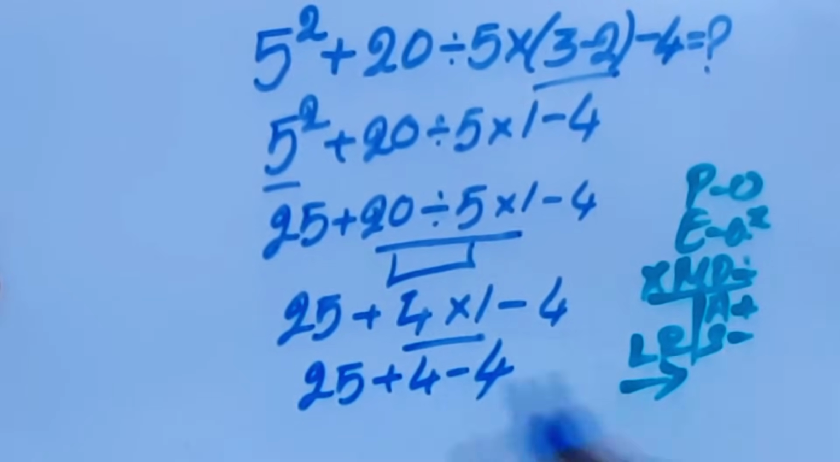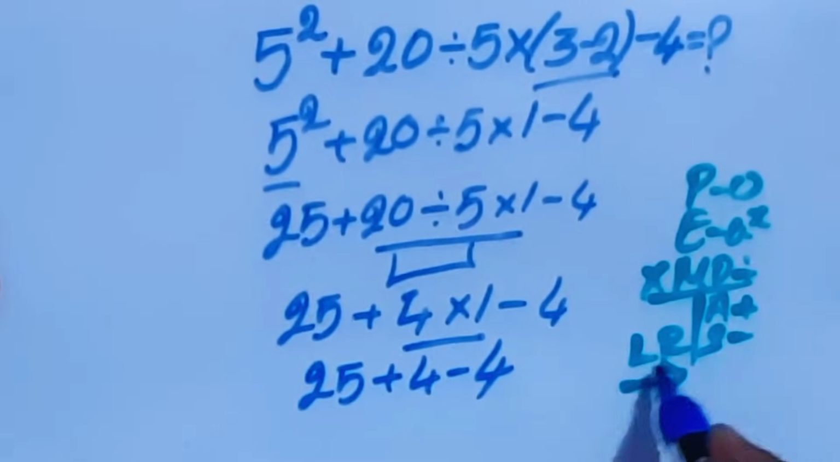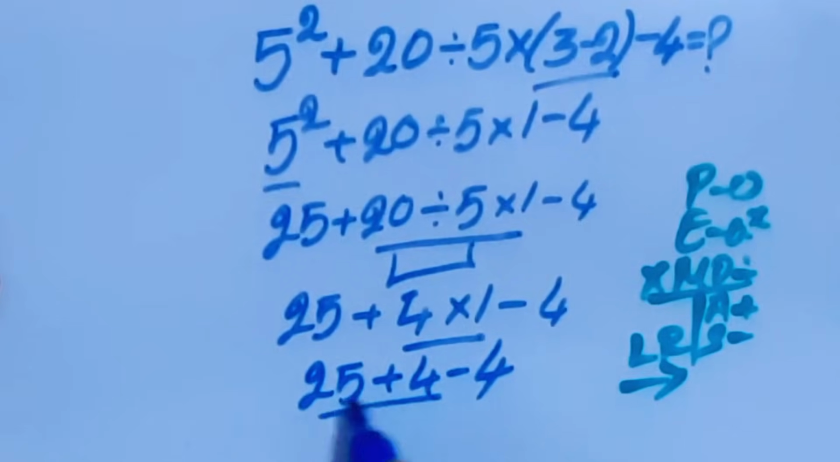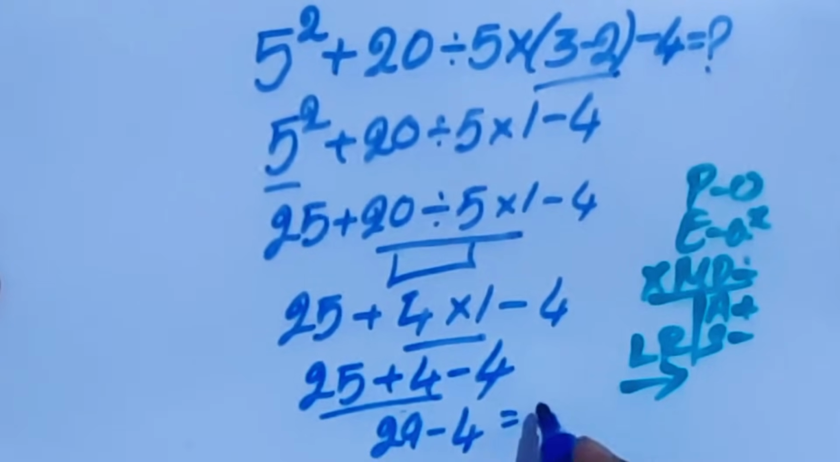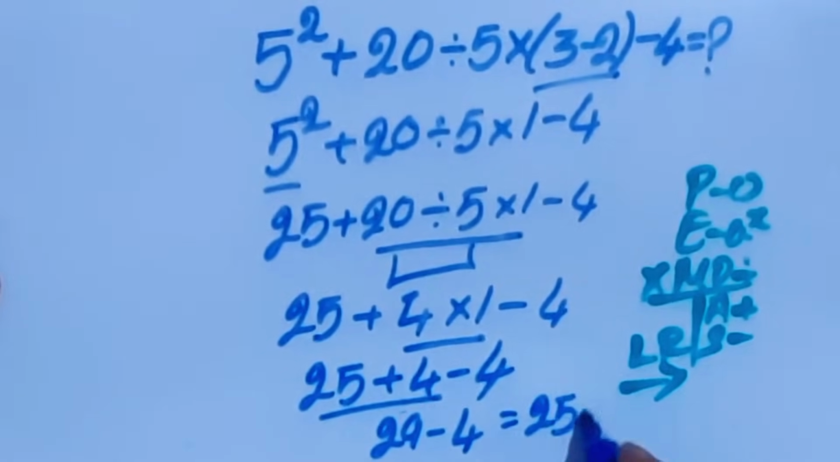Here addition and subtraction are equal priority. For this equal priority we have introduced this left to right rule. Here left to right is 25 plus 4 is 29 minus this 4. Here 29 minus 4 is 25, which is the correct answer.